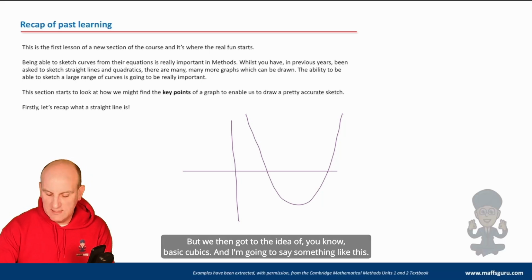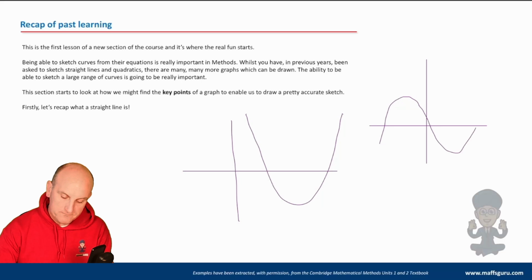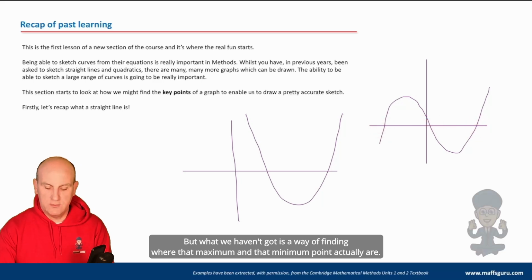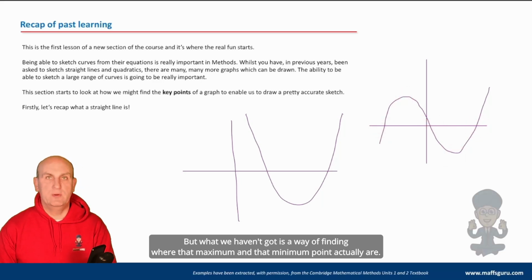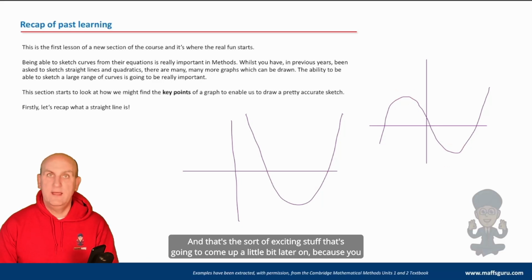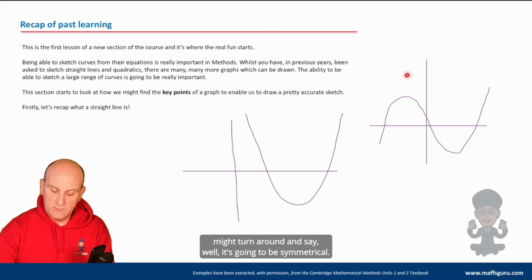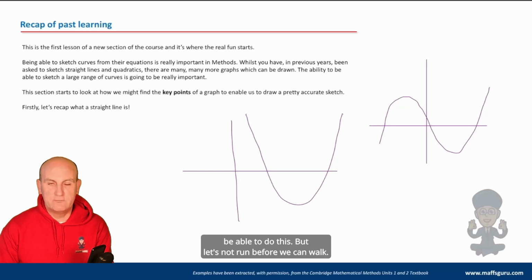But we then got to the idea of basic cubics, and I'm going to say something like this. Again, yes, we've got the tools to help us now find this by factorizing. But what we haven't got is a way of finding where that maximum and that minimum point actually are. That's the exciting stuff that's going to come up a little bit later on, because you might turn around and say, well, it's going to be symmetrical. It actually isn't. So we need more tools to help us do this. But let's not run before we can walk.